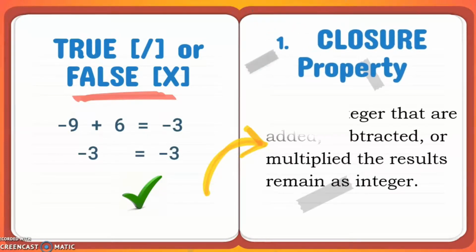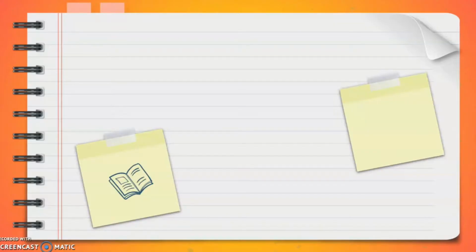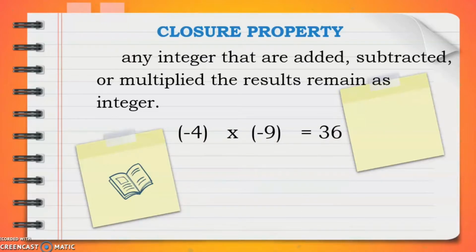So, pag sinabi natin closure property, any integer that are added, subtracted, or multiplied, the result remain as integer. So, pag nag-add ka ng dalawang integer, of course, ang sagot, integer pa din. Hindi pwedeng fraction, hindi pwedeng decimal. Try natin to. So, using the closure property, pag sinabi kong negative 4 times negative 9, ang sagot, positive 36, integer pa din. So, ang sagot, hindi fraction, hindi decimal. So, kung nag-add ka, or nag-subtract ka, or nag-multiply ka, or nag-divide ka ng integer, ang sagot ay integer pa rin.